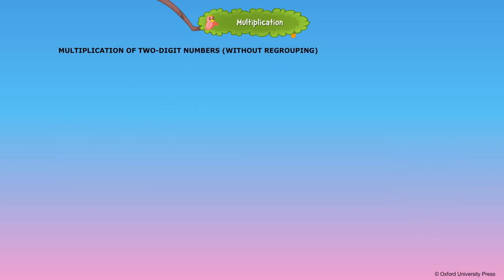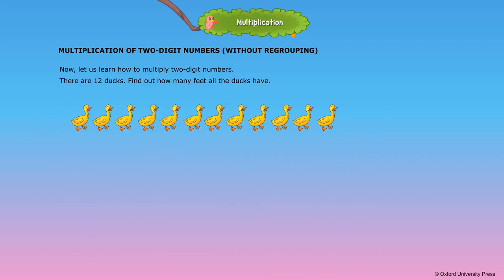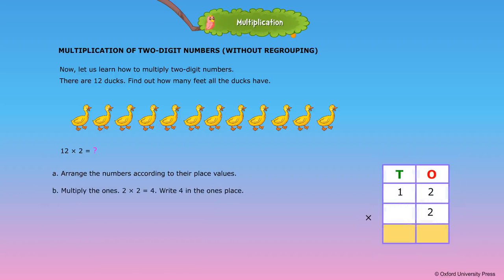Multiplication of two-digit numbers without regrouping. Now let us learn how to multiply two-digit numbers. There are 12 ducks. Find out how many feet all the ducks have. 12 into 2 is equal to A. Arrange the numbers according to their place values. B. Multiply the ones. 2 into 2 is equal to 4. Write 4 in the ones place.